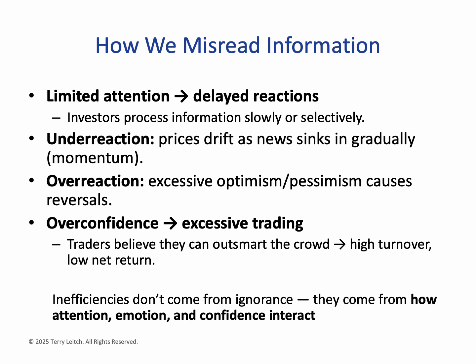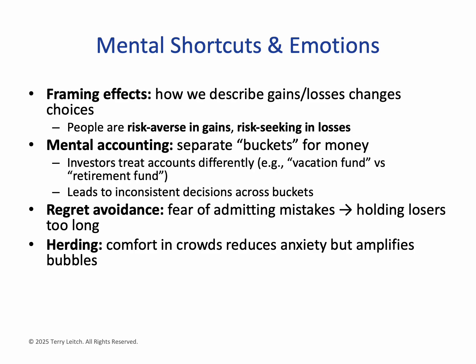Have you guys ever heard of Kahneman and Tversky? I think Kahneman has a book, Thinking, Fast and Slow. But yeah, they were awarded the Nobel Prize for their work, and they're not economists, they're psychologists. So mental shortcuts and emotions. Framing effects: how we describe gains and losses changes our choices. People are risk averse in gains and risk seeking in losses. Okay.